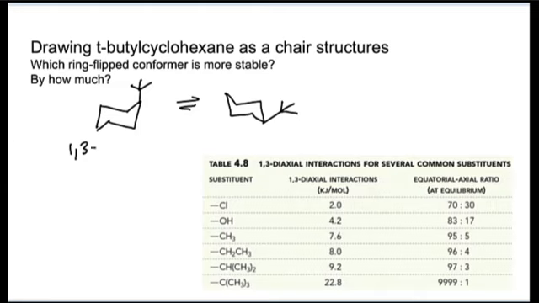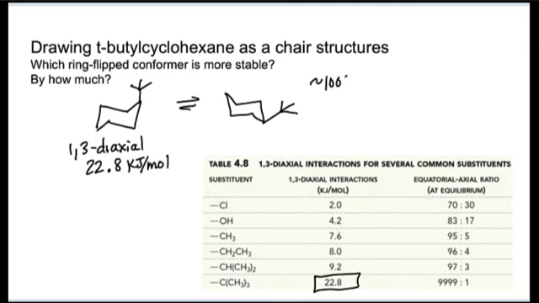All right, and so the 1,3 diaxial strain of having a tert-butyl group in the axial position is 22.8 kilojoules per mole. That's how much it costs. And so almost 100% of the molecules are in the more stable conformation with the large tert-butyl group sitting equatorial.